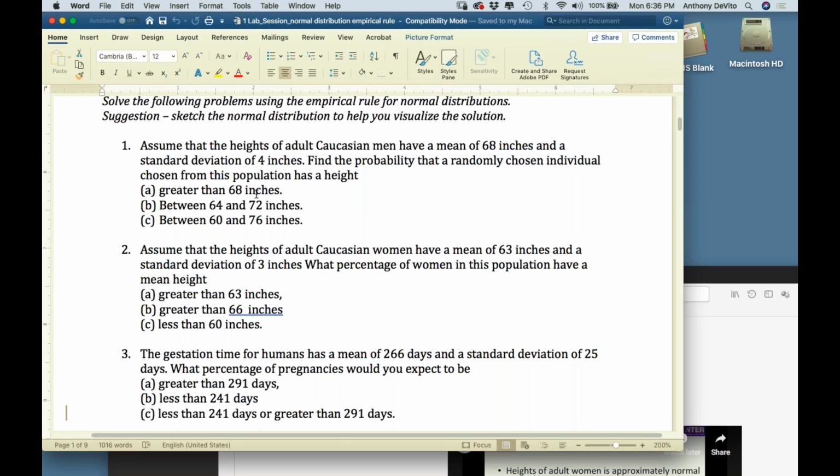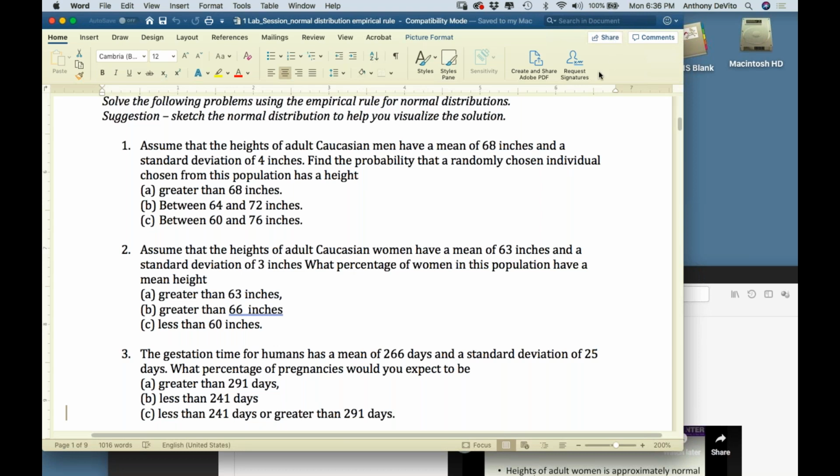Well, I don't need to pull up a piece of paper for that, right? The mean is 68 inches. What's the probability that you'd randomly select someone that's more than 68 inches? Well, it's going to be the same as the probability of selecting someone less than 68 inches, right? Or it's going to be 50%, right? Well, how about what's the probability of selecting someone that's between 64 and 72 inches?